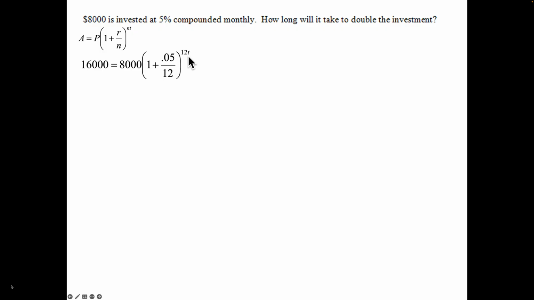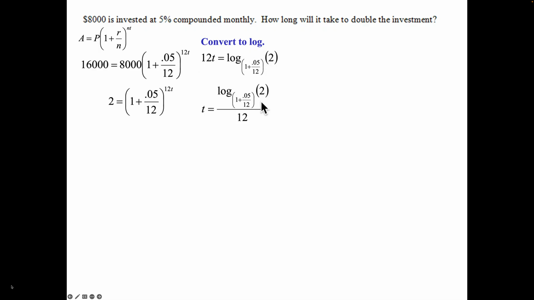Now, in order for us to solve for t in the exponent position, you have to get t out of the exponent position. So this base, parentheses, to this exponent has to be isolated. Divide over the 8,000, you get 2. Once this base and the power are isolated, you're going to convert it to a log. This is going to look ugly, but don't panic. All right, this is my base. So log base 1 plus 0.05 over 12. 12t, you go to the other side. 2, you come over and be in the argument with that log. Divide by 12, and now we type this into your calculator.